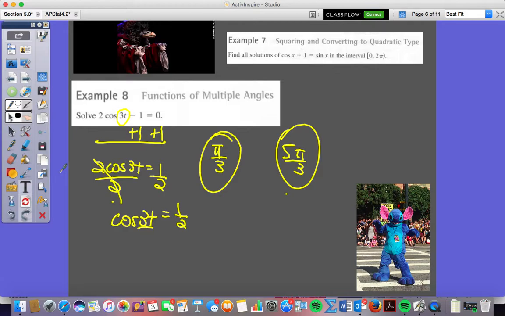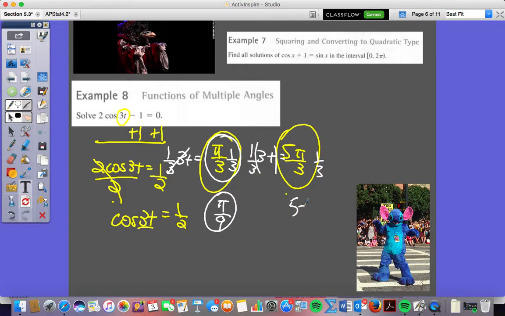We would say 3t is equal to each of these here. And what do I do to get t by itself? Divide by 3, multiply by 1/3. Both are correct. So if I multiply by 1/3, because it's already a fraction over there, what would happen to this part here? Pi over 9. Good. And if I did the same thing over on the other side, we get 5 pi over 9. Okay?